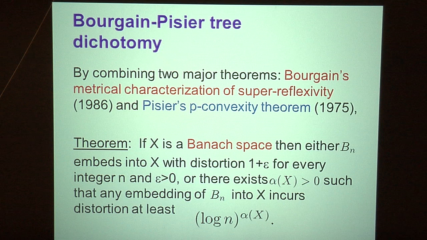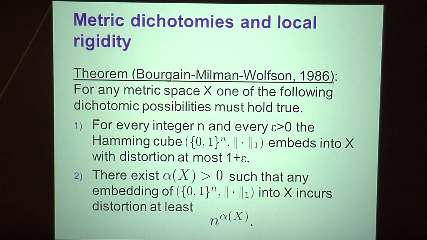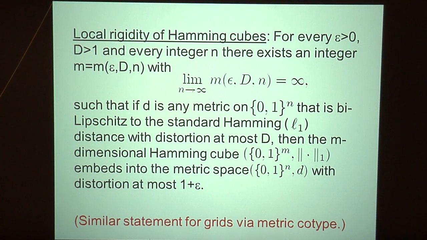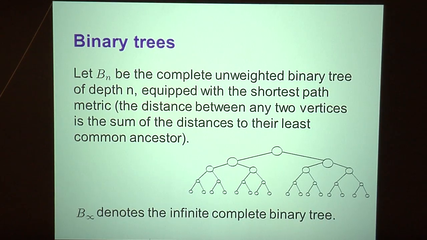So, and this is a deep fact. It uses, as I said, a combination of two substantial theorems. But you see, this is for Banach spaces. So if you have a Banach space and it contains trees, then it has the same sort of dichotomy as the cubes, as Bourgain, Milman, Wolfson proved, and as Mendel and I proved for the grids. I didn't state it. So there are many examples of these dichotomies.